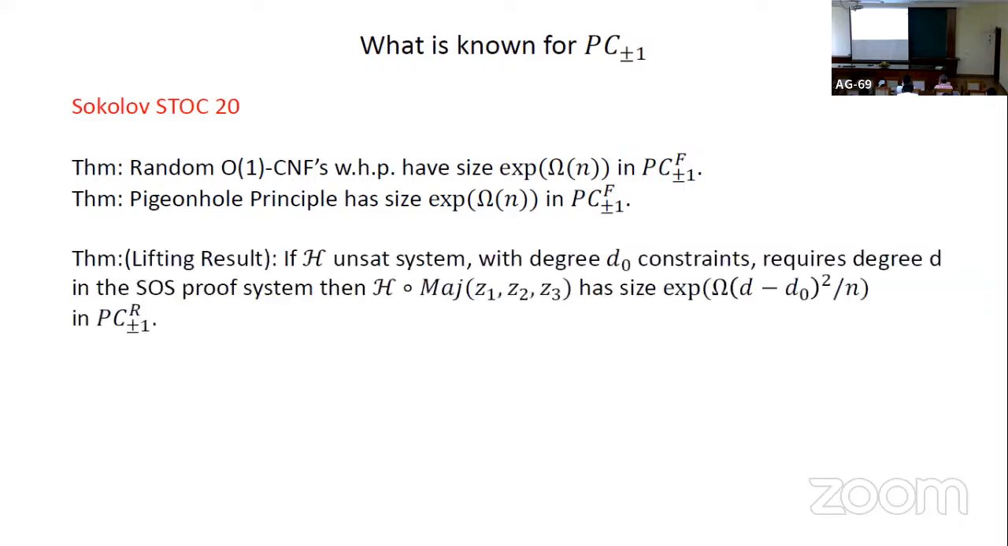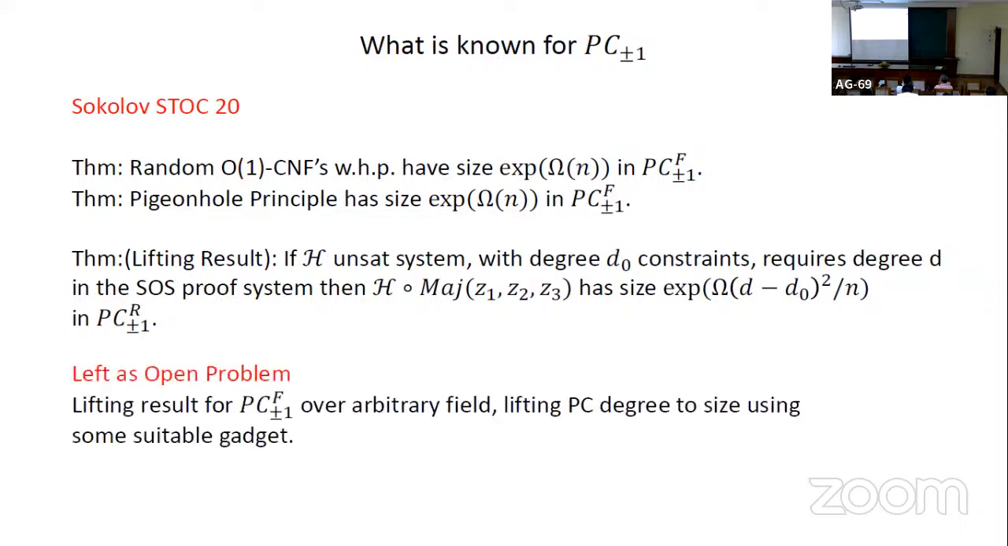Among other results, he also showed a lifting result, saying that one can lift a degree lower bound in some other proof system, which is sum of squares, to a size lower bound in PC plus minus. Now we can use degree lower bounds from sum of squares to get size lower bounds in PC plus minus. But there is a catch: this only works over reals. He left it as an open problem to prove lifting results for PC over an arbitrary field, lifting PC degree itself to PC size using some suitable gadget.